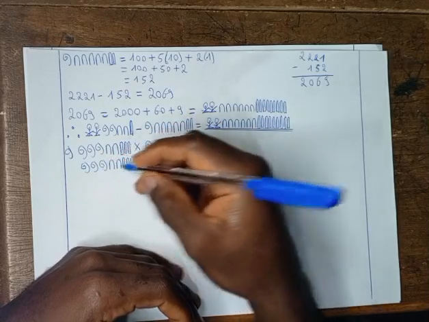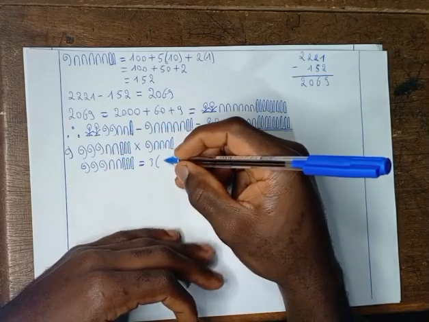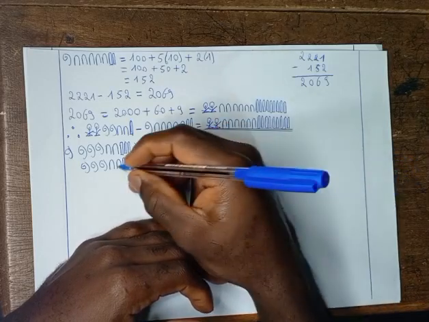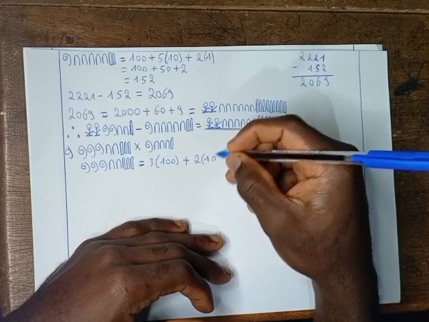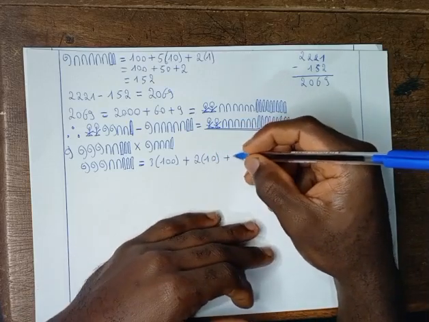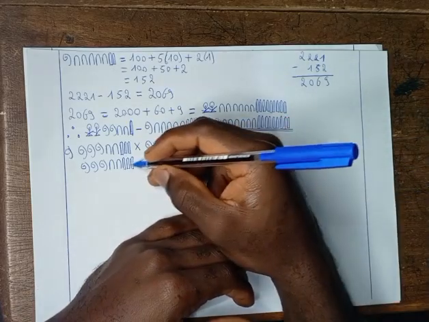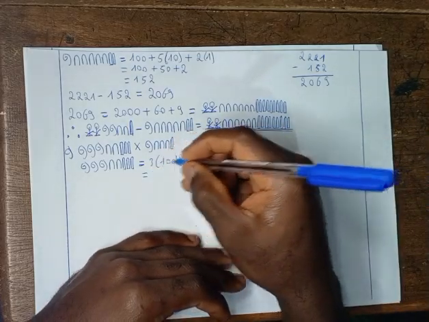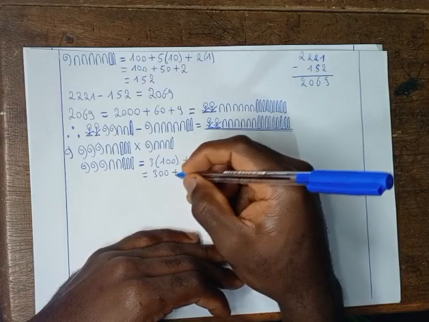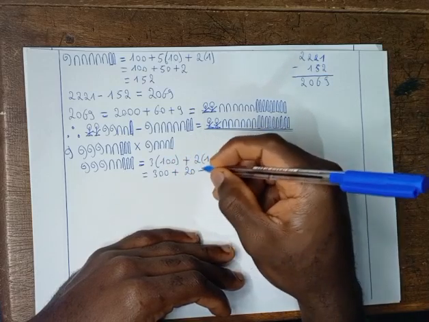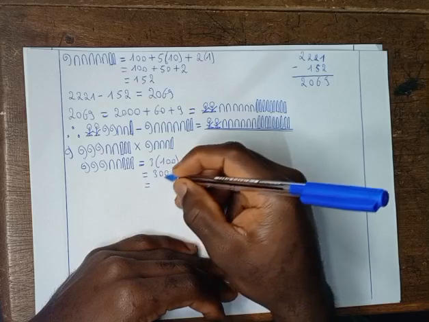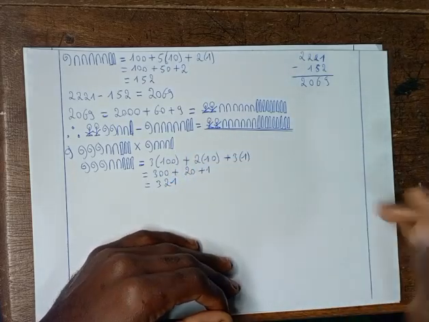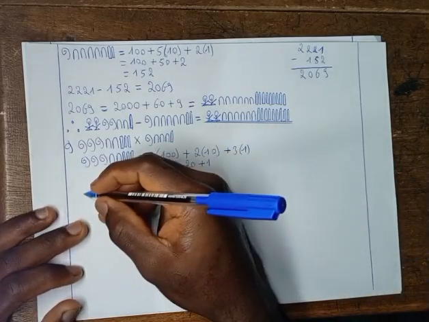This will simply be equal to, we have three spirals, so this will give us 3 times, we know a spiral represents the number 100, plus we have 2 bones, 2 times 10. We know a bone represents the number 10, plus 3 times, since we have 3 straight fingers, 3 times 1. So this will give us 300 plus 20 plus 1. So if we add, it gives us 321. Next, we have to convert the second number.